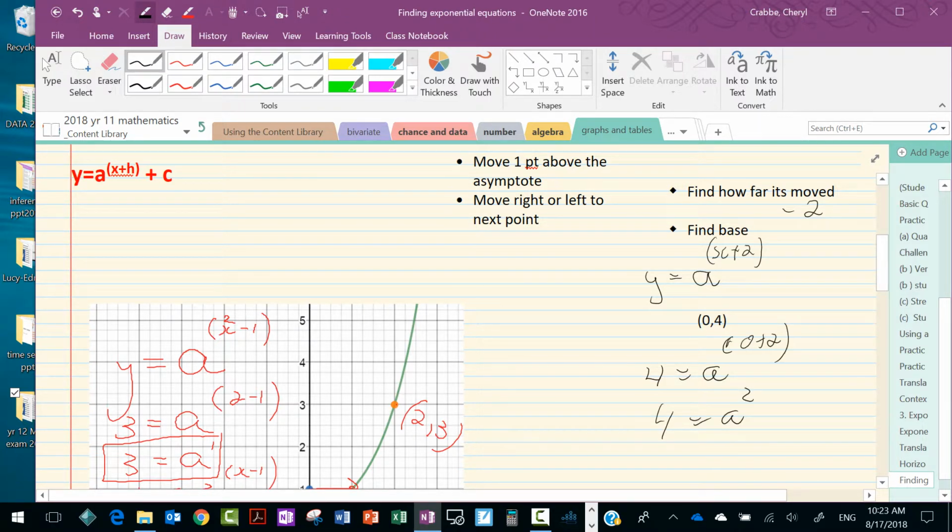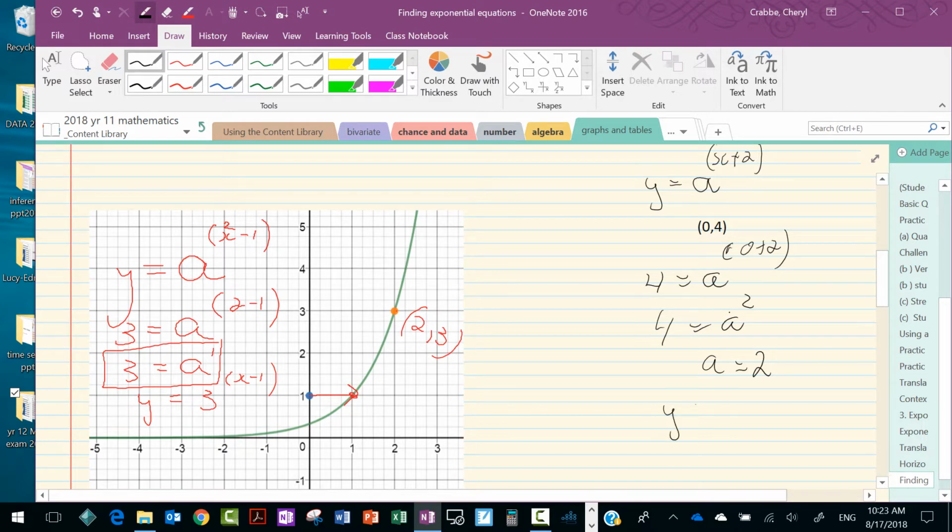Now, we just guess and check that. We know that a is 2. And that's how we get the base. So the equation here is y is equal to 2 to the power of x plus 2, where the base is 2 and the shift has been to the left 2. There's the equation.